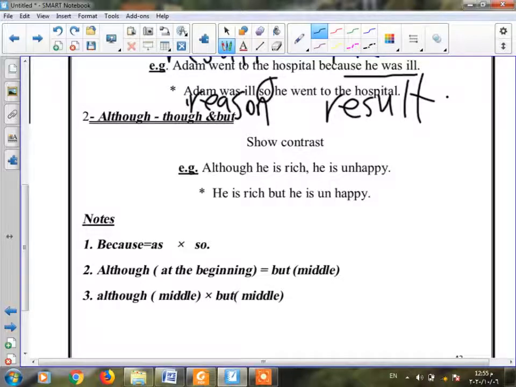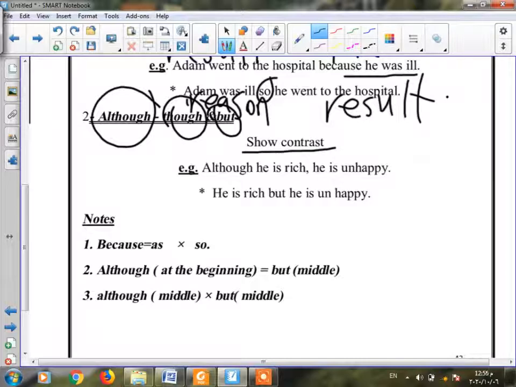Okay, the first part was, as you see, so and because. Now let's practice also although, though and but. These three connectives, as you see, are used in order to show our contrast. Let's read the first one. Although he is rich, he is unhappy. He is rich, but he is unhappy.